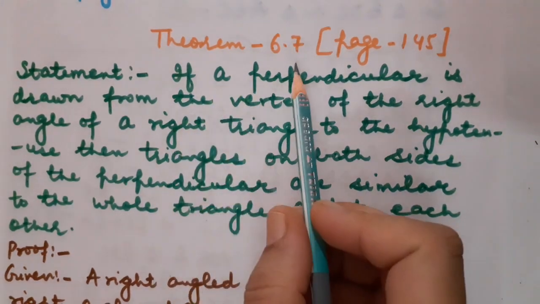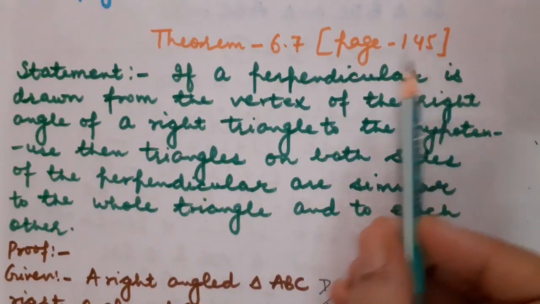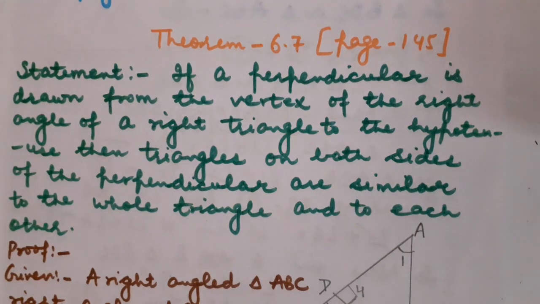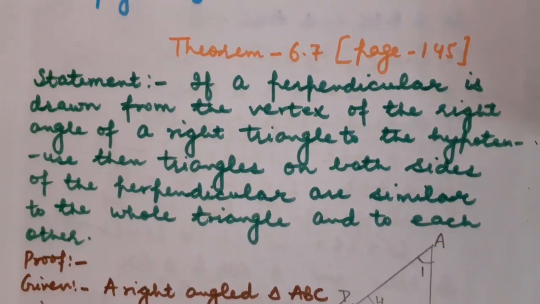This is theorem 6.7 on page number 145. The proof of this theorem is not given in the NCERT book. So please try to understand it very well, because this theorem will help you to solve one of the most important theorems, that is the Pythagoras theorem, which is theorem number 6.8. That theorem also I am going to cover today. Clear, students? So let us start.